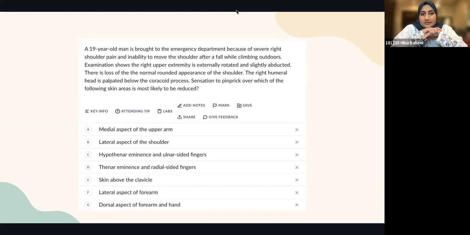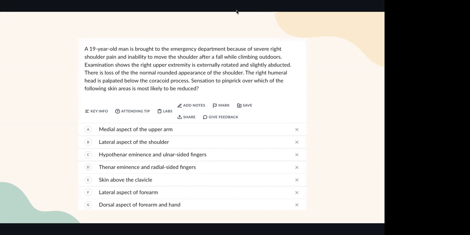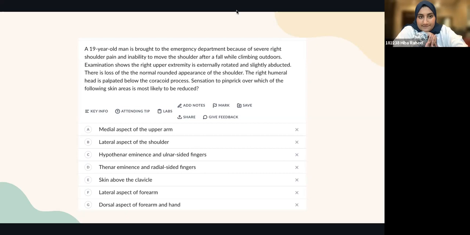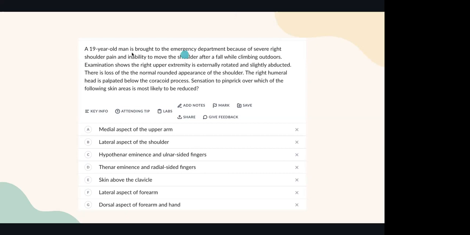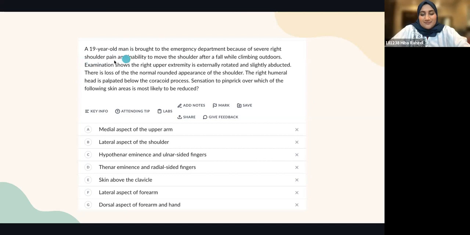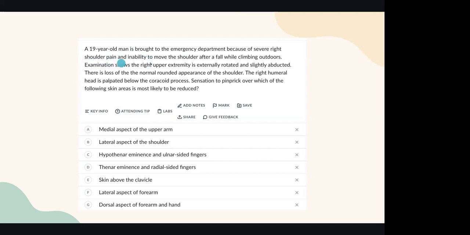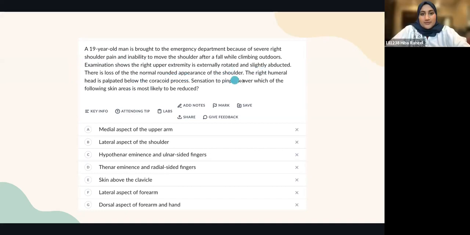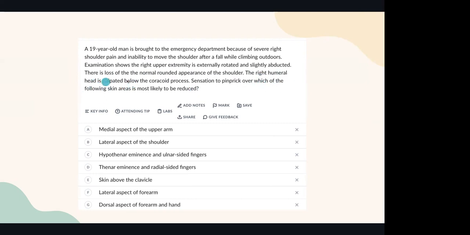Okay, so before you give me the answer, what does the patient have? How did you reach the diagnosis? Tell me what led to your answer. It's a shoulder dislocation. Perfect. Because of shoulder pain, and he has no normal contour or appearance of the shoulder. Yeah, exactly. And also the humerus is palpated below the coracoid process.